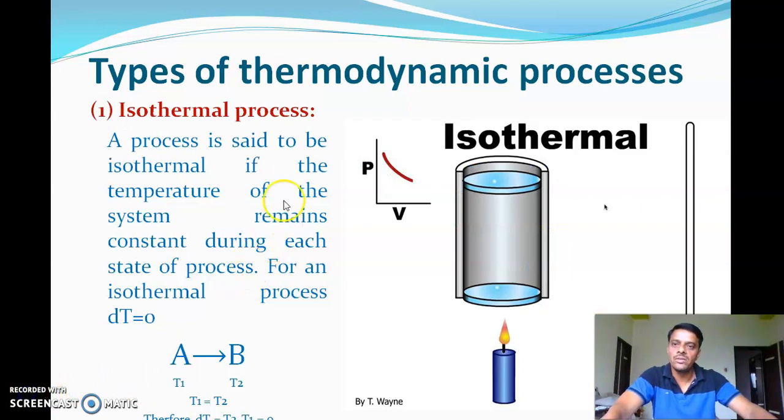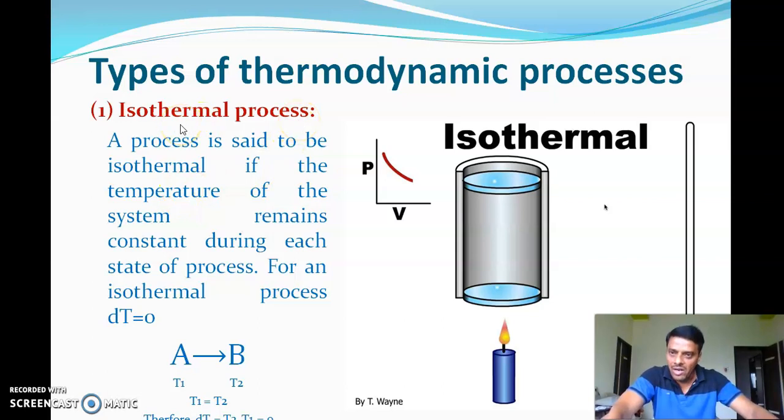Now let us have a look at the types of thermodynamic processes. There are 5 thermodynamic processes, based on which property of the system remains constant throughout the process. Depending on this, thermodynamic processes are classified into 5 classes: isothermal process, adiabatic process, isochoric process, isobaric process, and cyclic process. Let us see each process in detail one by one. The first is the isothermal process.